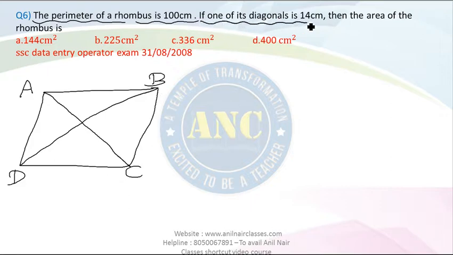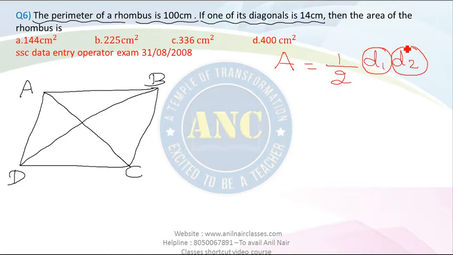If one of its diagonals is 14, that means one of the diagonal values is given as 14. Find the area of the rhombus. Now, common sense should tell us that the area of a rhombus is half D1 D2. One of the diagonal values is given. If I find the value of the other diagonal, my answer is over. That means the AC value is given as 14.